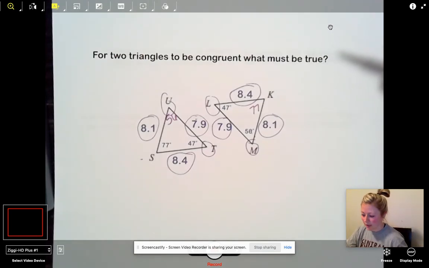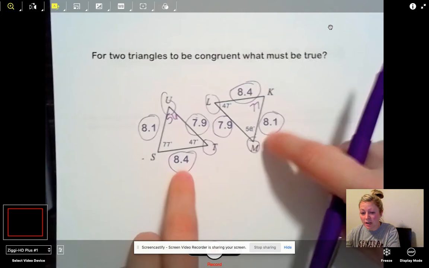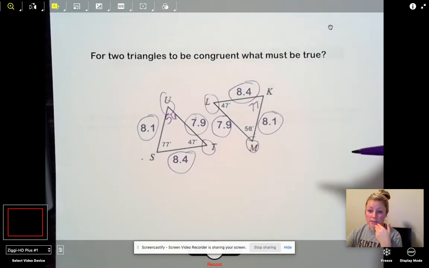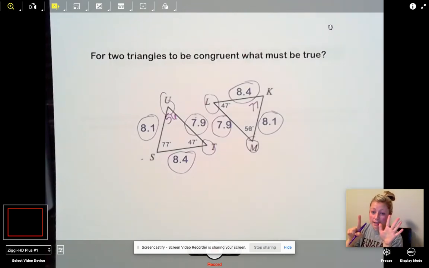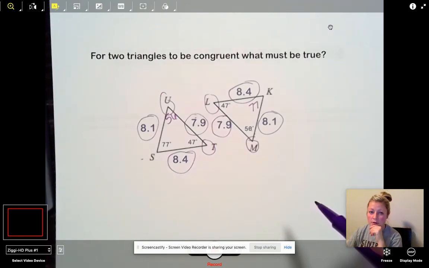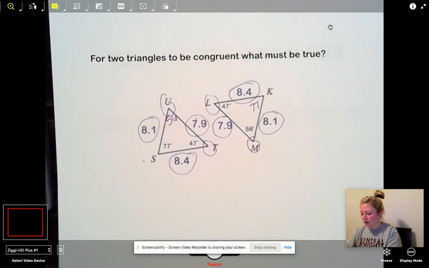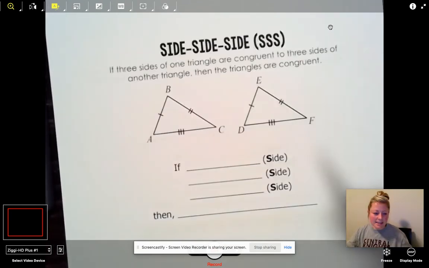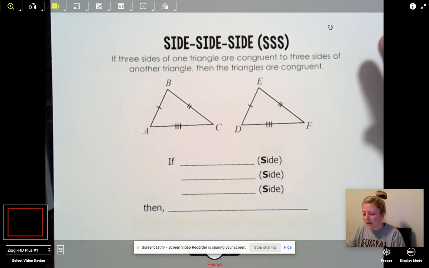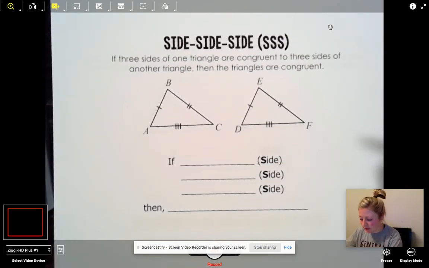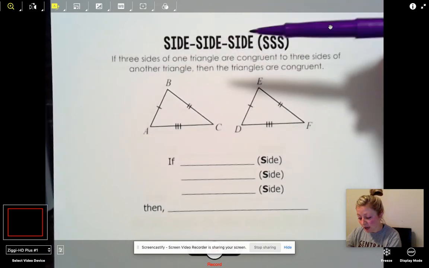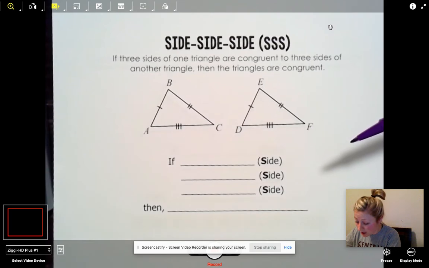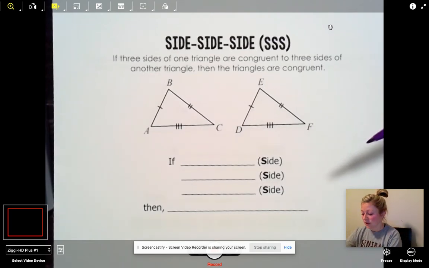So long story short, we had to go through a lot of work to show that these two triangles were congruent. From here on out, we're going to learn some shortcuts so you don't have to show that all six of those pieces are congruent. Okay, you with me? So our first shortcut is side, side, side. Yes, it's exactly what it sounds like. If three sides of one triangle are congruent to three sides of another triangle, then those triangles are congruent.